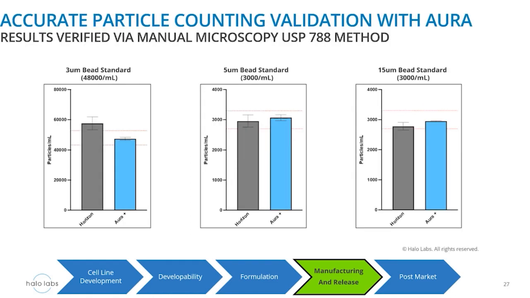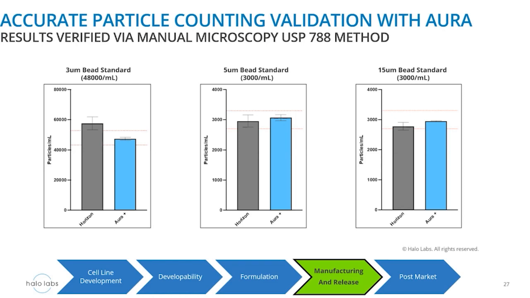Where we start seeing a major difference between the Horizon and the Aura systems is when it comes to validating the instrument with accurate particle counting. And so here we have, again, the same 3 micron, 5 micron, and the 15 micron bead standards. For the 3 microns, you are supposed to measure within 10% of 48,000 particles per mil. And you see that the Aura is right on the money with that.